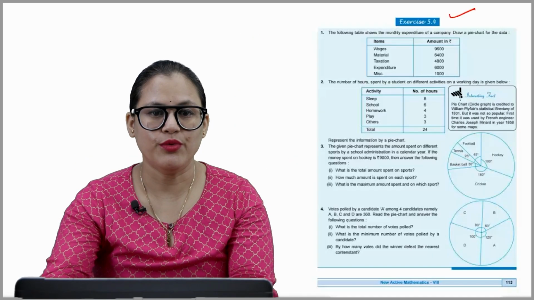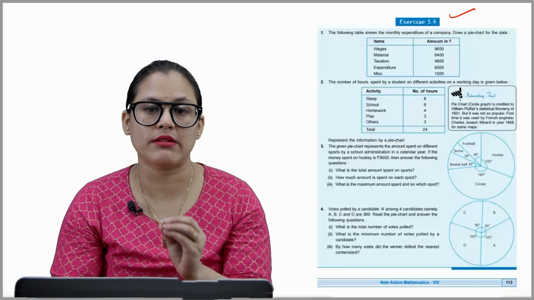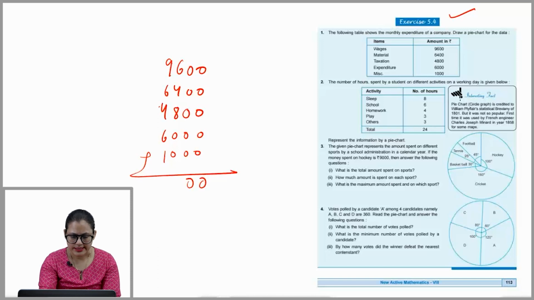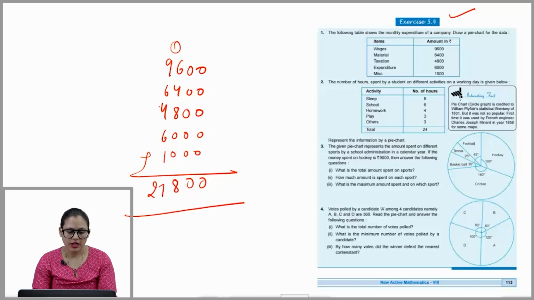Exercise 5 shows the monthly expenditure. You have 4,800 and you have 6,000. First, do the total. 6 plus 4, 10 plus. Now the total expenditure.